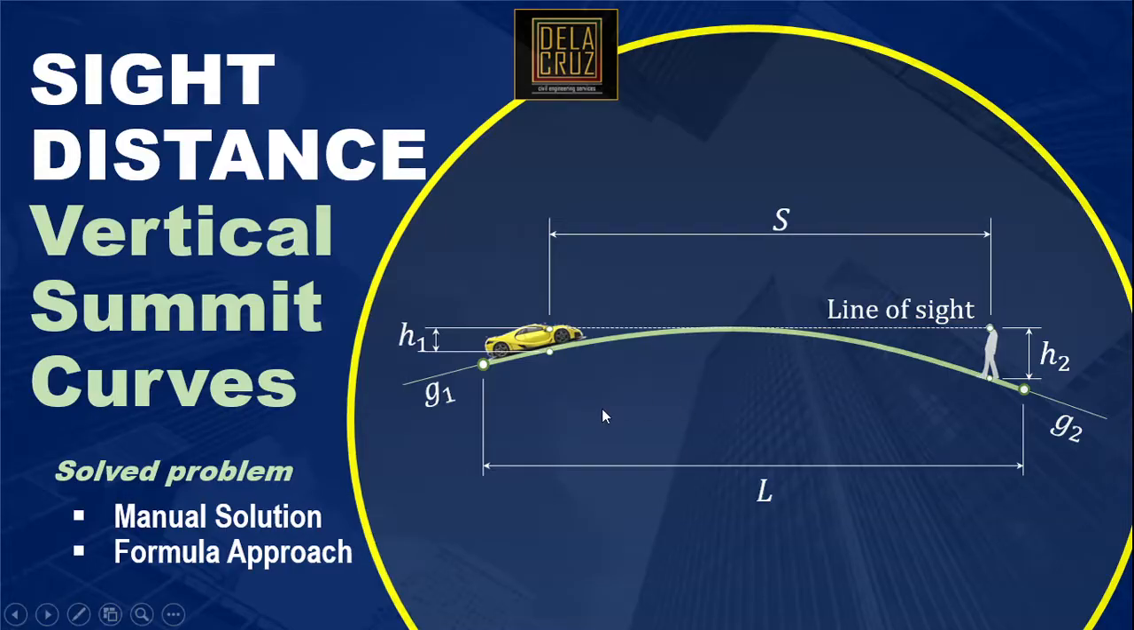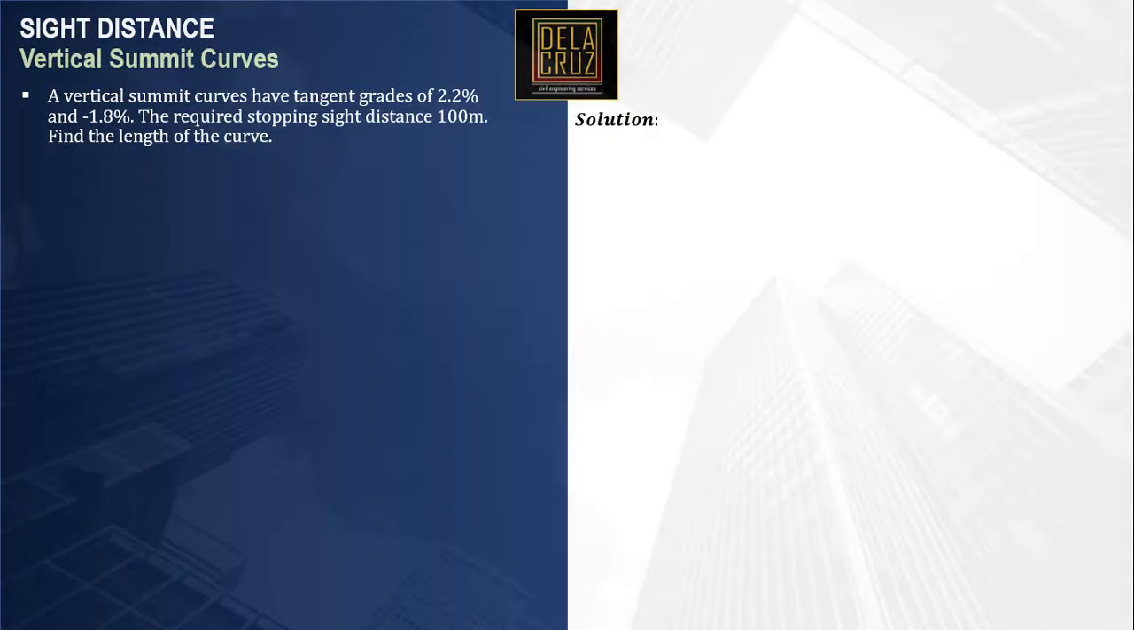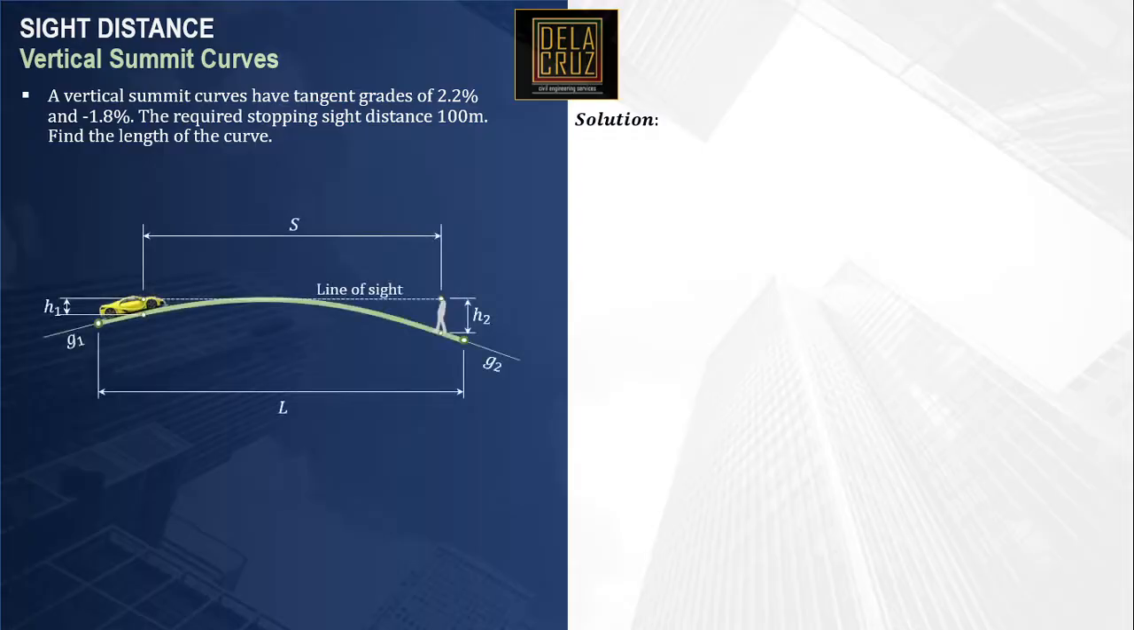Okay, so in this problem, we'll be designing the required length given the stopping sight distance. A vertical summit curve has tangent grades of 2.2% and negative 1.8%. The required stopping sight distance is 100 meters. Design the length of the curve. Okay, so we have here our figure.